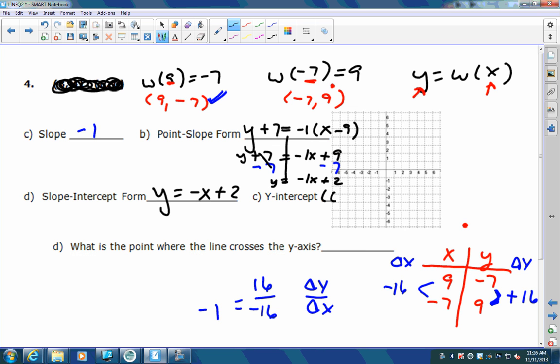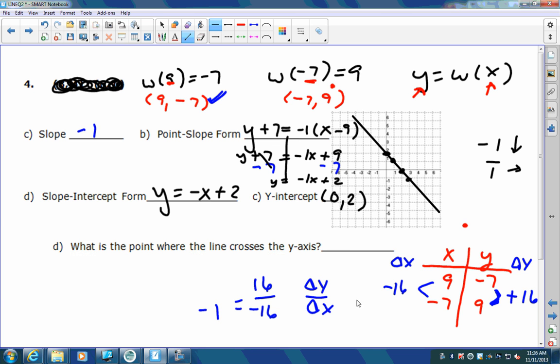My y-intercept is 0, 2. So I can start at 0, 2. The slope is negative 1 over 1. Down 1, to the right 1. Down 1, to the right 1. And you can draw your line. It says at what point does it cross the y-axis? Well, that's 0, 2.